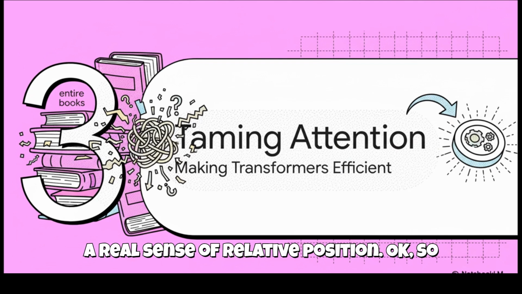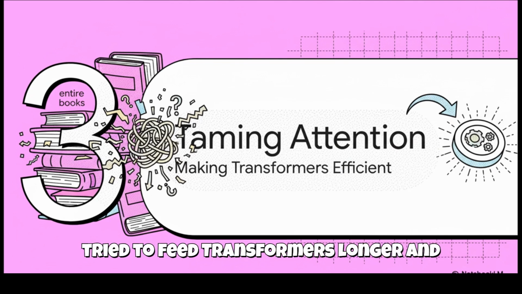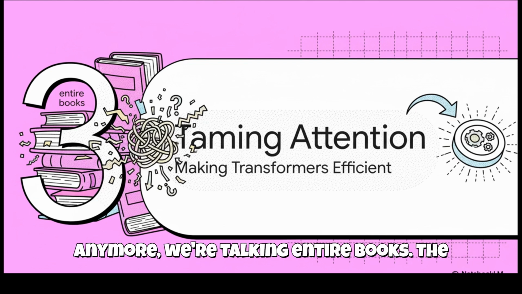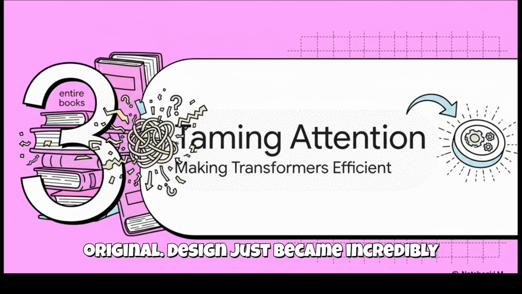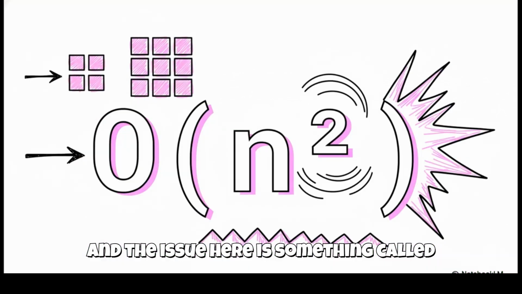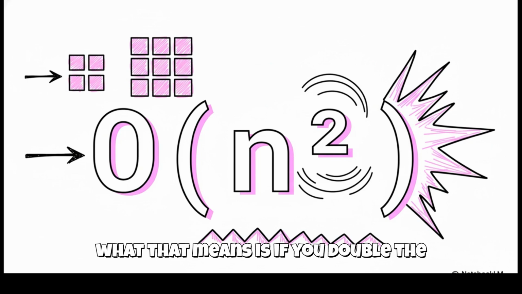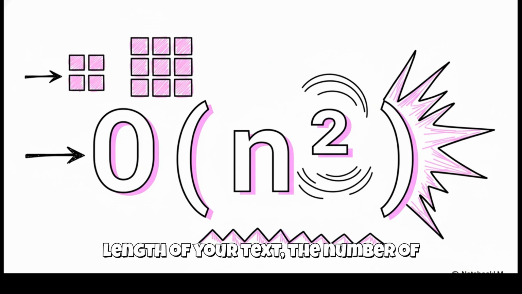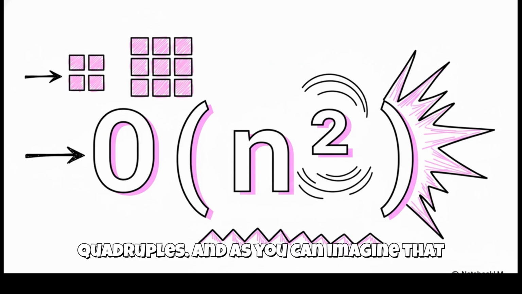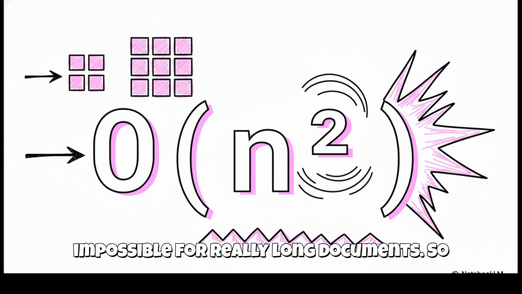Okay, so with the position problem solved, a brand new hurdle popped up: scale. As researchers tried to feed transformers longer and longer texts, we're not talking sentences anymore. We're talking entire books. The original design just became incredibly inefficient and super expensive to run. And the issue here is something called quadratic complexity. Now, in simple terms, what that means is, if you double the length of your text, the number of calculations needed for that self-attention doesn't just double, it quadruples. And as you can imagine, that just explodes, becoming computationally impossible for really long documents.